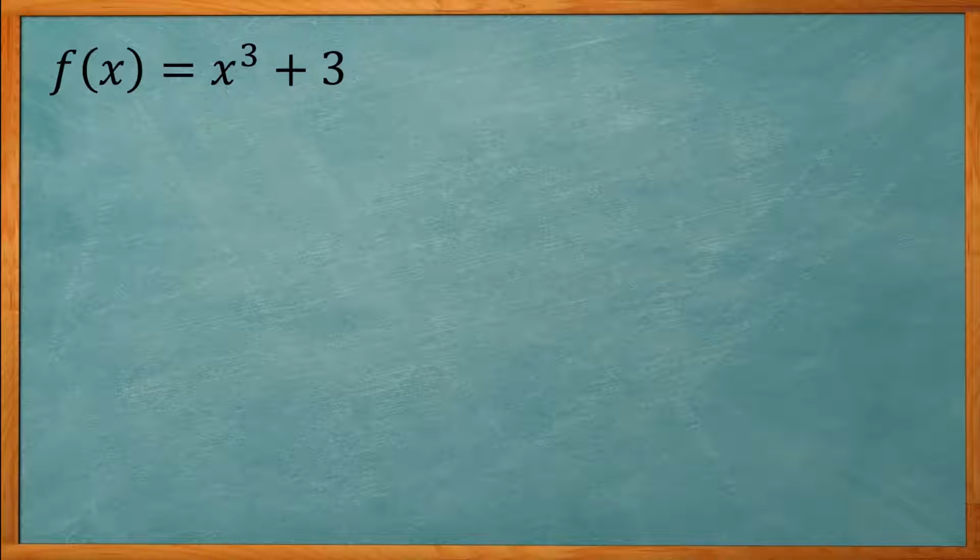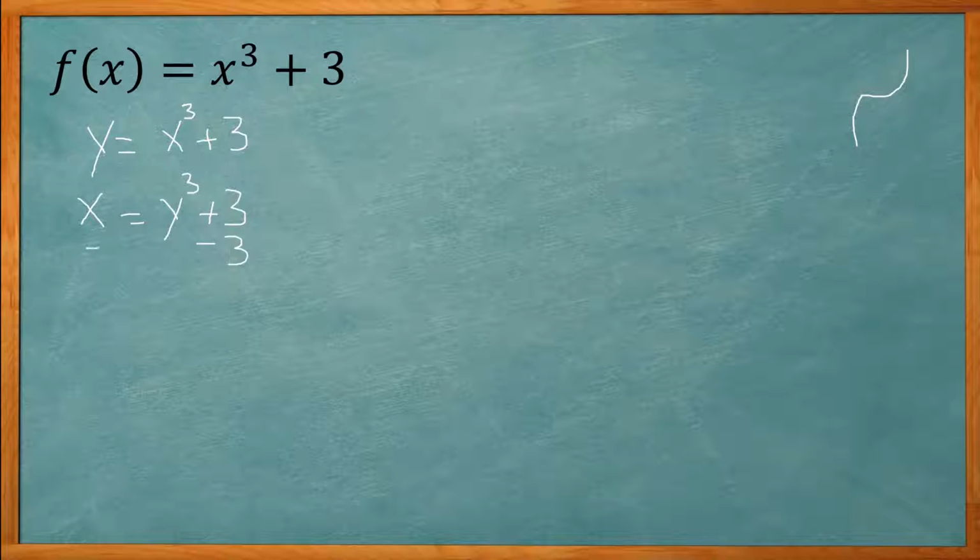So this one deals with the cubic, so remember it looks like this. Again, I'm going to write this as y equals x to the third plus 3. Then switch the x and y. That gives me x equals y to the third plus 3. Now I need to solve for the y. So I'm going to subtract 3 from both sides. That gives me x minus 3 equals y to the third power.